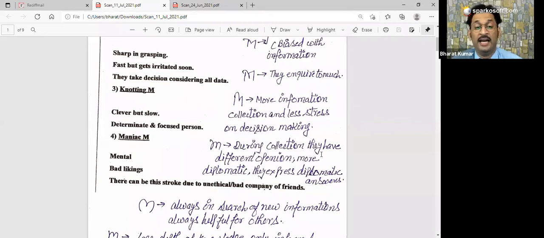And they are highly diplomatic people. What is the meaning of diplomatic? They might not agree with your opinion, but they will answer in such a way that you will not be able to understand whether someone agrees with you or not. They are highly diplomatic. They express their feelings in a diplomatic way. They are very clever, and they are actually favor-seeking people. You can say a kind of selfish people.